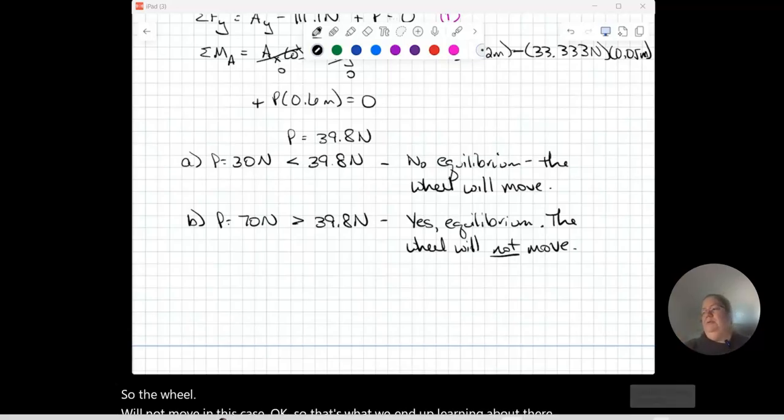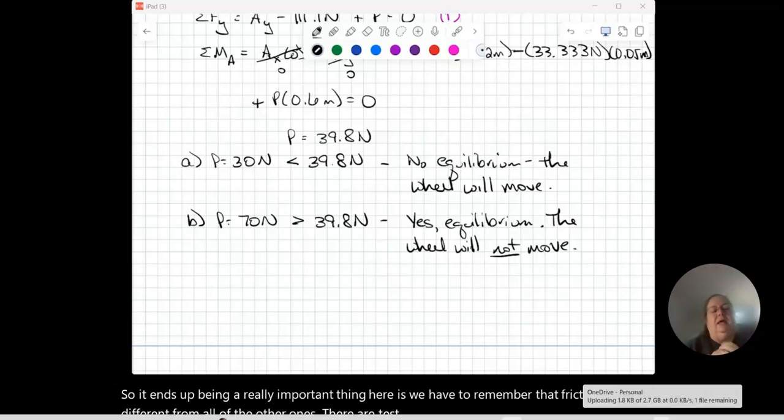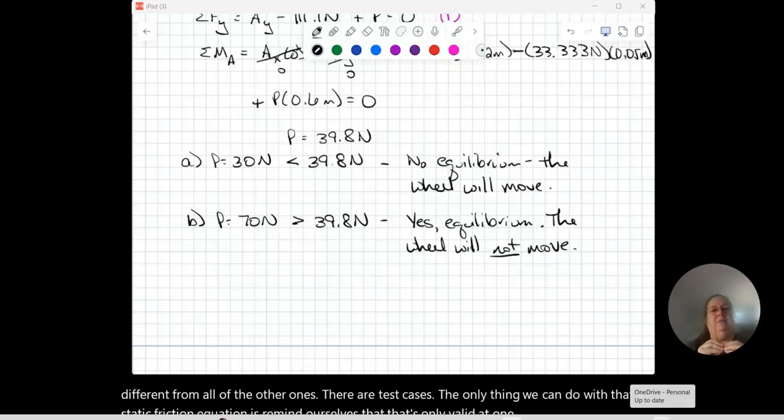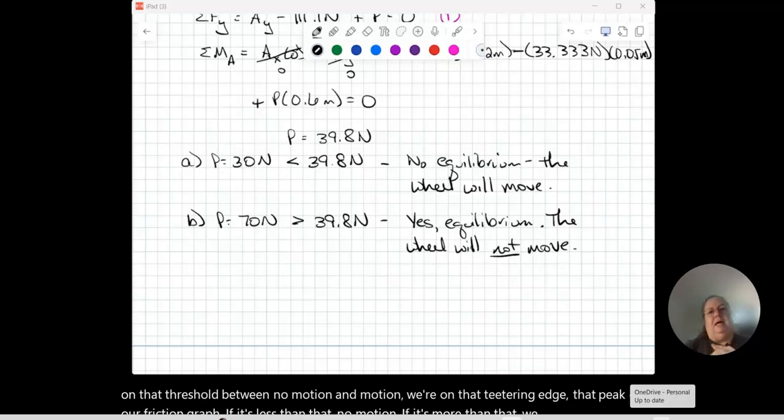So a really important thing here is we have to remember that friction's different from all of the other ones. There are test cases. The only thing we can do with that static friction equation is remind ourselves that that's only valid at one point in time when we're on that threshold between no motion and motion. We're on that teetering edge, that peak of our friction graph. If it's less than that, no motion. If it's more than that, we got motion. That's when that equation applies.